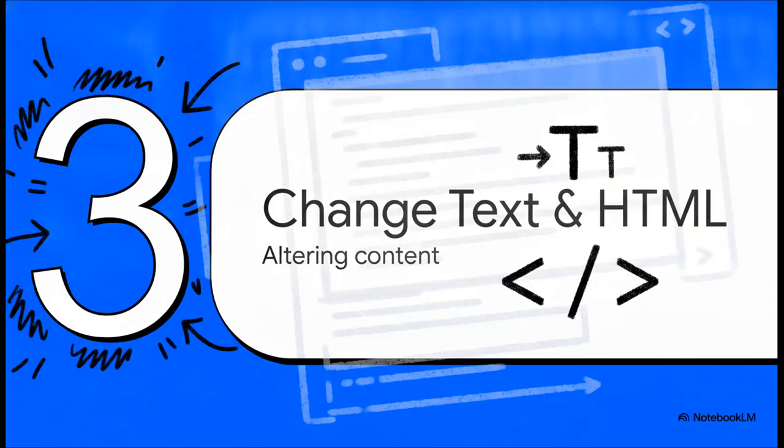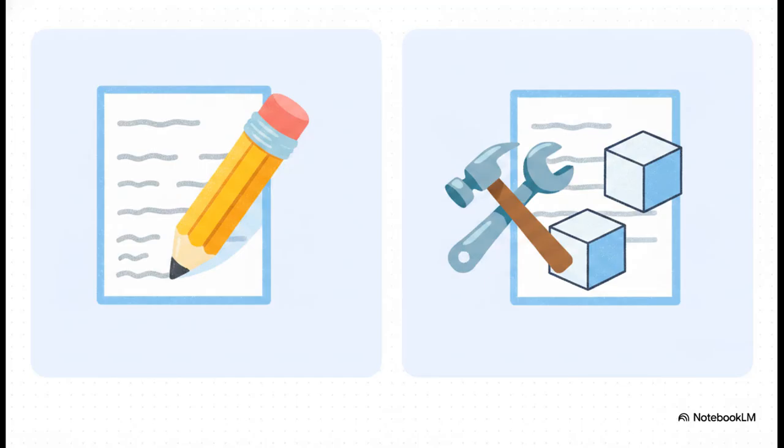Next up is Section 3, Changing Text and HTML, Altering Content. Okay, so once we've grabbed our element, what's next? This is where we start altering the actual words and structure inside the elements we just pulled from the DOM. Now, what's really interesting about this slide is the nuanced but absolutely vital difference between your two main options here. You have textContent and innerHTML.